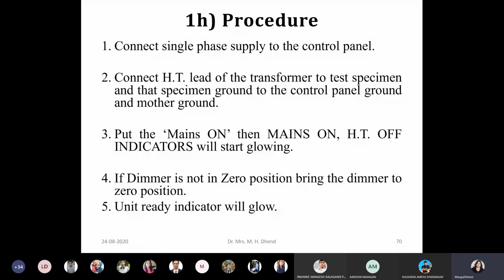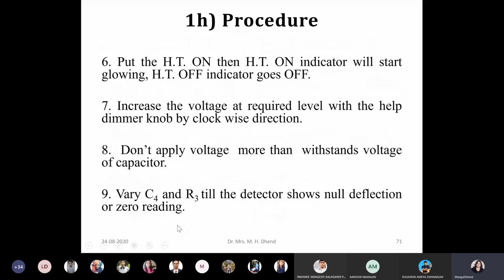So you can call it the control panel, and then just vary the dimmerstat, apply suppose 8 kilovolt, 10 kilovolt or 5 kilovolt supply. Start varying the components of the bridge until you get null detection. And when you get null detection, you measure the other components. So don't go through these details. Actually, we are not performing this experiment.